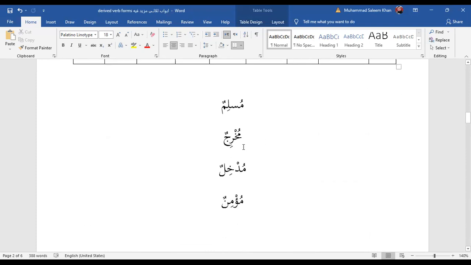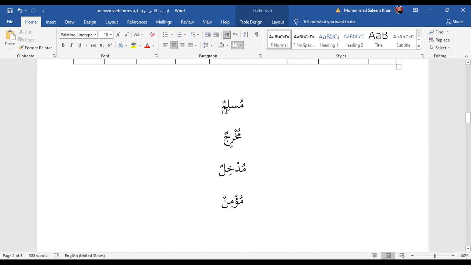Okay, Muslimun, Mukhrijun, Mudkhilun, and Mu'minun. These are the doers or the receivers, ismul fa'il or ismul maf'ul? Ismul fa'il. Of which form of the verb? Fourth. The fourth one, right? Alif. Aslama, yuslimu, Islam. Akhraja. Excellent. So first we did yesterday the doer, and today we will do the receiver, and we know for the receiver we will change kasra into fatha.